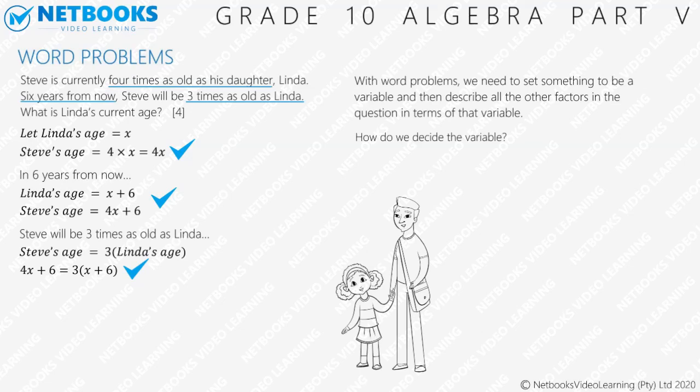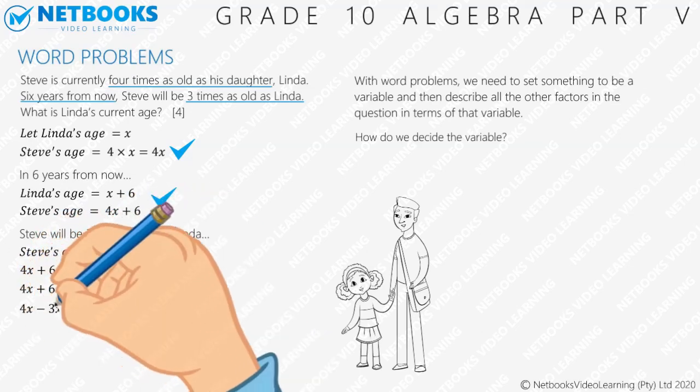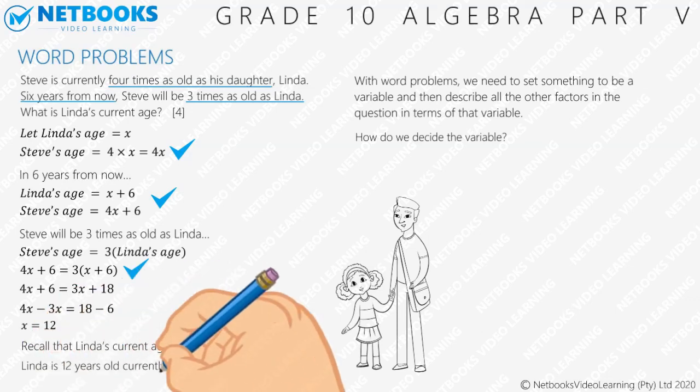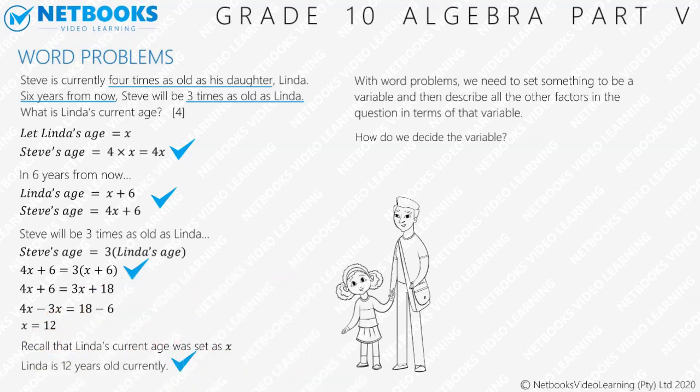Alright. Let us multiply the 3 out into the bracket and simplify further. We calculate x to be equal to 12. What was x again? Recall that x was set to be Linda's age currently. That is what the question asked us to solve. Linda is 12 years old. We have successfully solved this word problem, scoring our final mark.